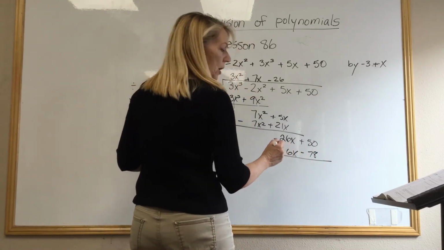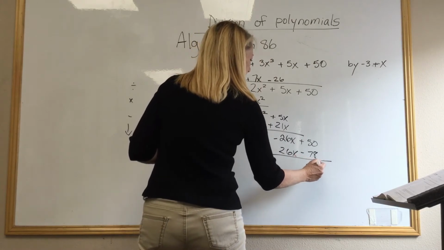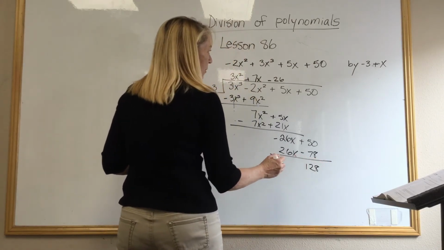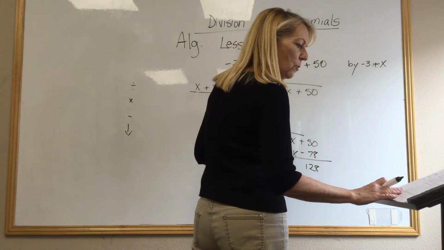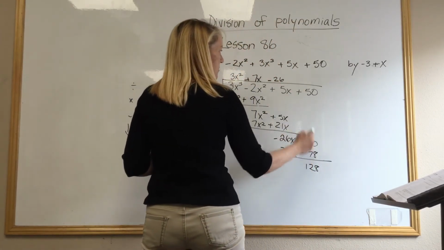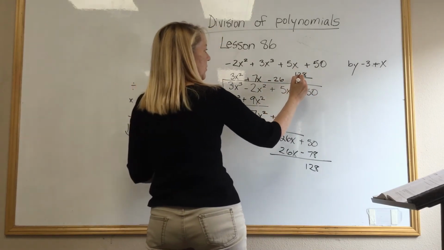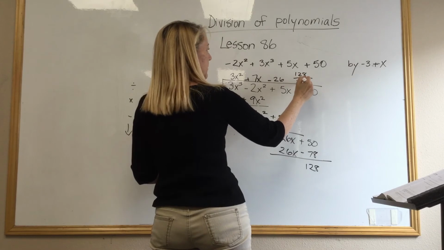And then I've got, what is my answer here? 128. And so when you get to that part, there's no more to divide by. And so you simply list this as a remainder, 128, over your divisor. And so that would be x plus 3.